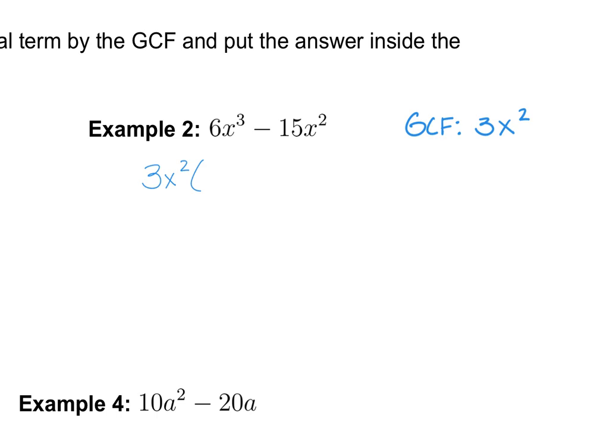So 6x to the third, when I divide 3x to the second out of it, 6 divided by 3, I'm left with 2. When we divide exponents, remember we are subtracting the exponents. So 3 minus 2, I'm going to be left with an exponent of just 1, or just leave it as x. Now I'm going to do the 15x squared and divide the 3x squared out of it. 15 divided by 3 will be left with 5. x squared divided by x squared is going to eliminate, so I'm just left with that.